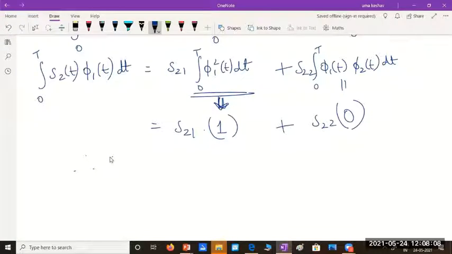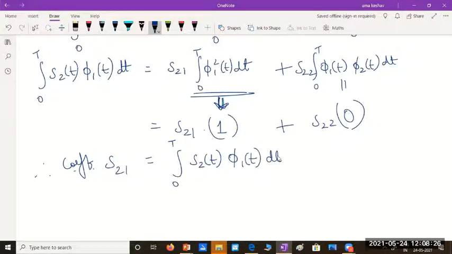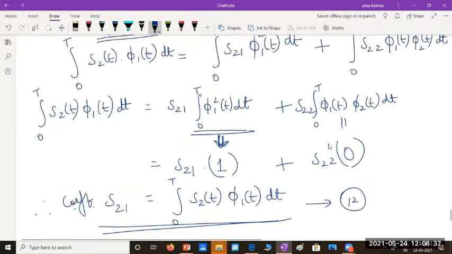Therefore, I easily got the value of coefficient S21. It can be obtained by integrating the received signal S2 of t, multiplying it with phi 1 of t and integrating it. You will be able to find the coefficient S21. I think this becomes equation 12, right?